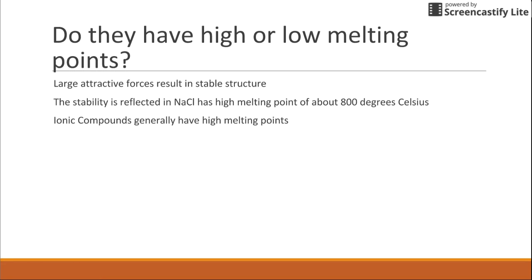Large attractive forces in ionic compounds result in a stable overall structure. The stability is reflected in NaCl, sodium chloride, in its high melting point of about 800 degrees Celsius. Ionic compounds generally have high melting points.